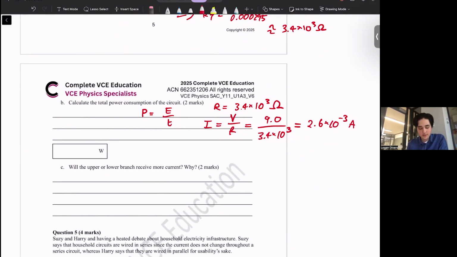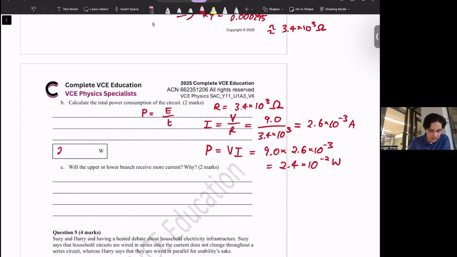Now, power consumption. So energy over time, as shown in one of the previous questions, is one way to do it. However, we of course have Ohm's law's formulas, P equals VI. So now we know the voltage and the current. We can simply just take the voltage of 9 multiplied by 2.6 times 10 to the power of -3, and end up with a wattage of 2.4 times 10 to the -2 watts. That's that. We'll put that into the answer box.